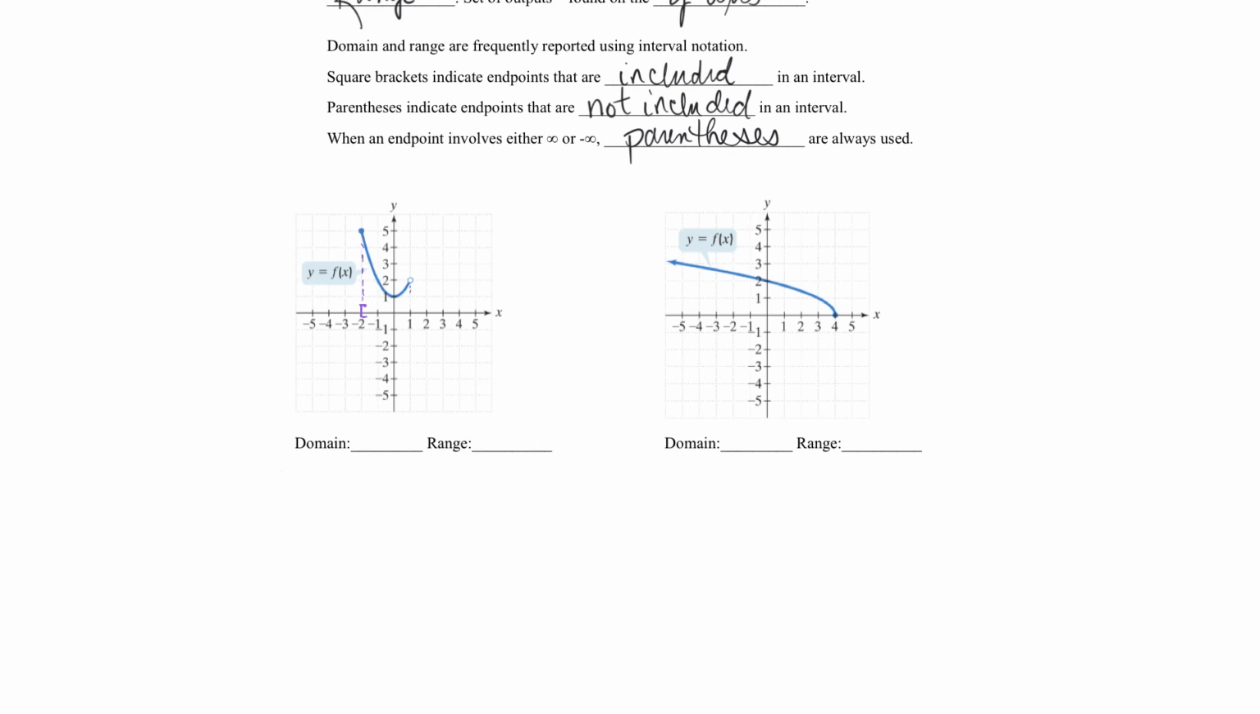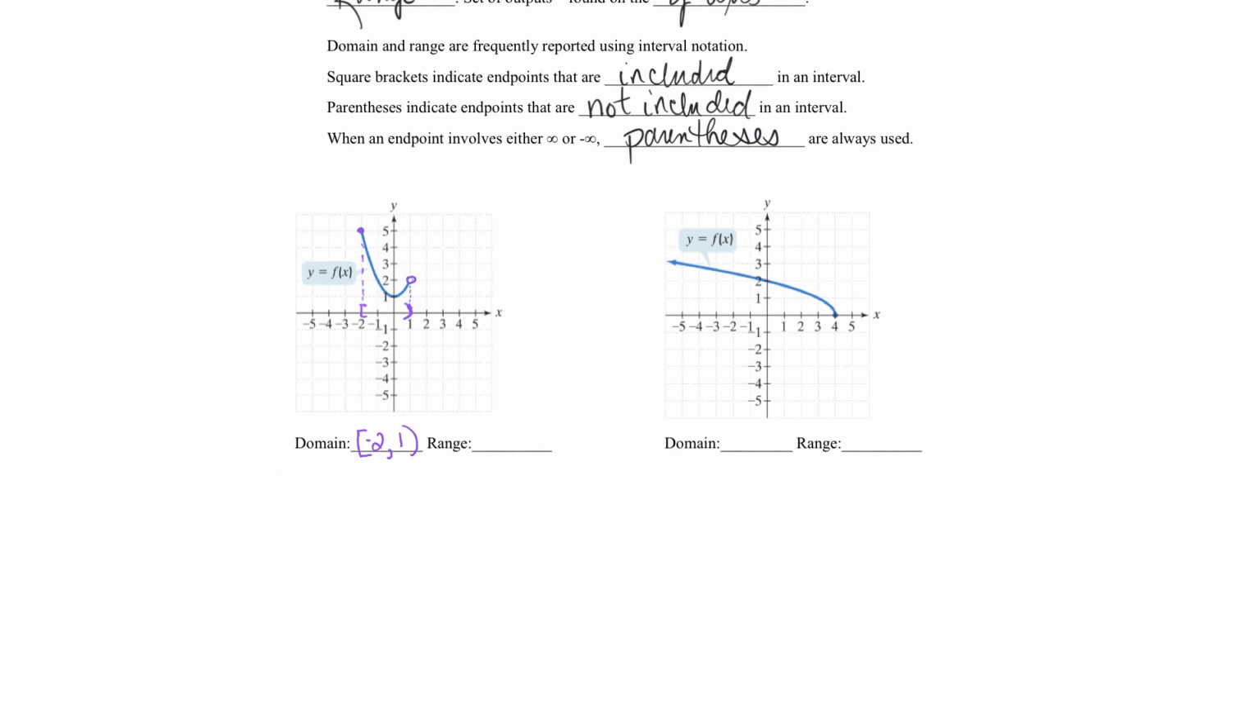And then I'm going to trace down to my x-axis here. And I see that since that endpoint is not included, I'm going to put a parenthesis there on 1. And so the domain of this particular function, using interval notation, is from -2, including -2, to 1, not including that endpoint of 1, right?